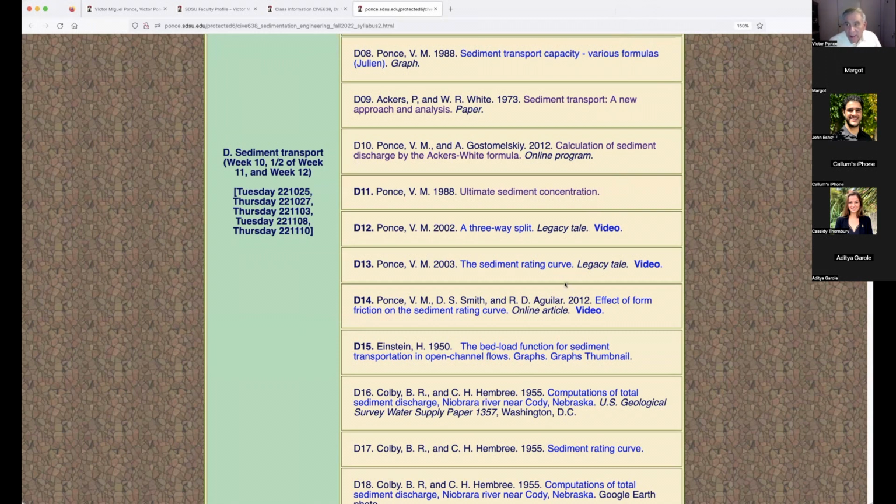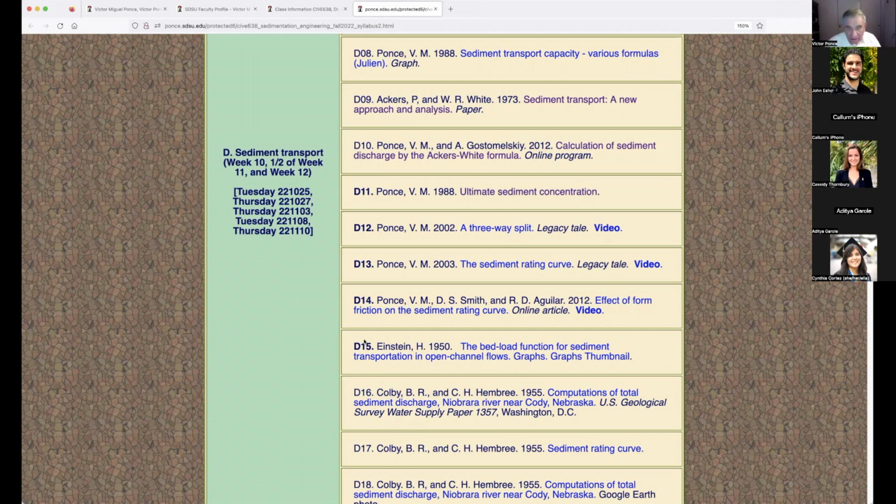The subject today is sediment transport, as a matter of fact, the chapter on sediment transport. We are going to cover today, D12, 13, 14, and 15. We're going to get toward the latter part of the class to 15. So let me backtrack a little bit.